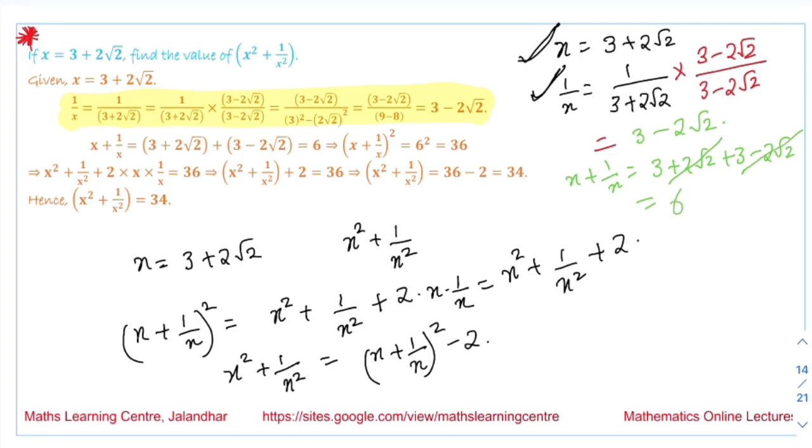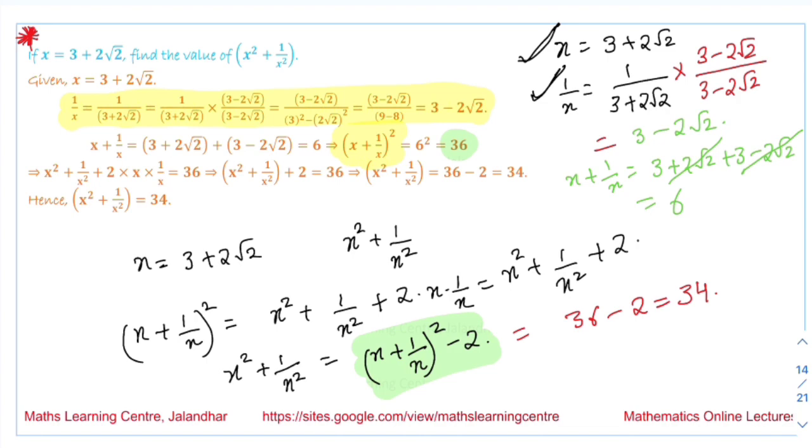Now what we require is the value of x plus 1 by x whole square, and that is 36. So the final answer is x plus 1 by x whole square minus 2, that is equal to 36 minus 2, that is equal to 34.